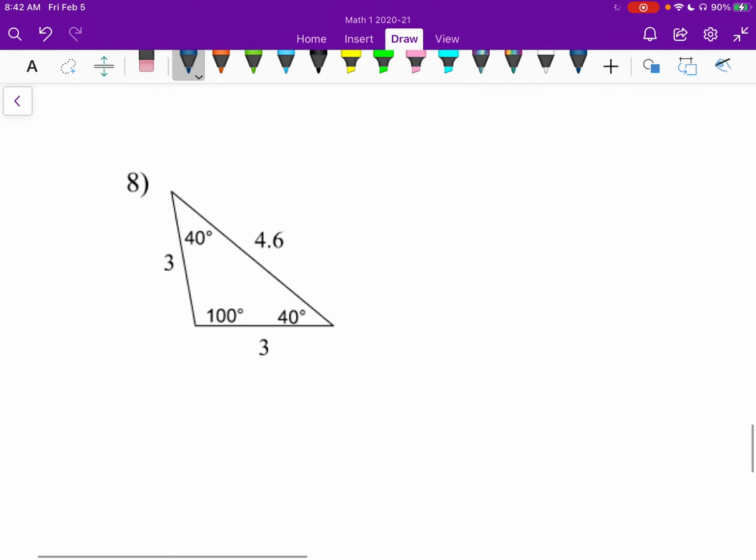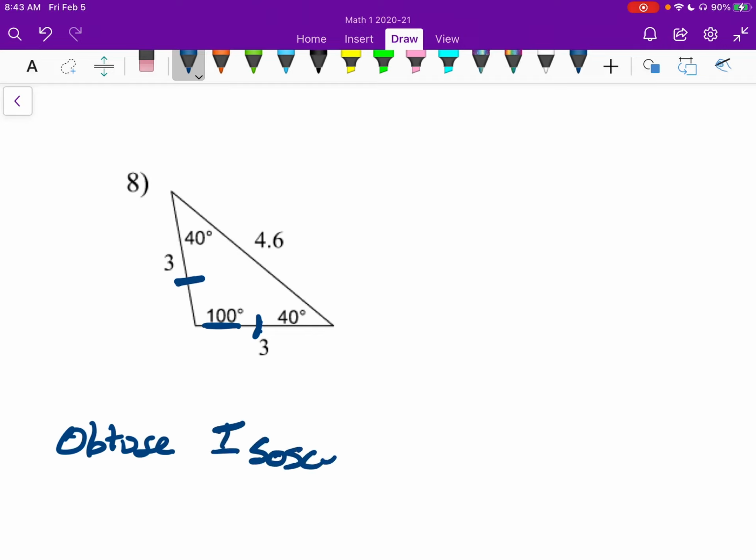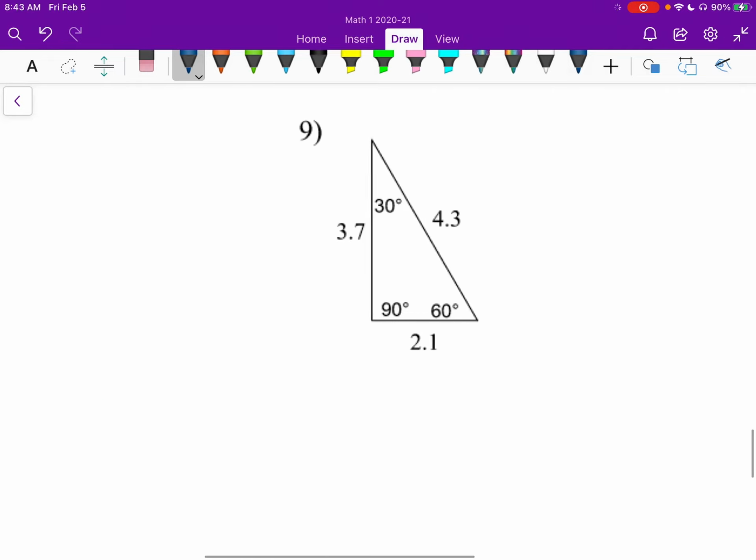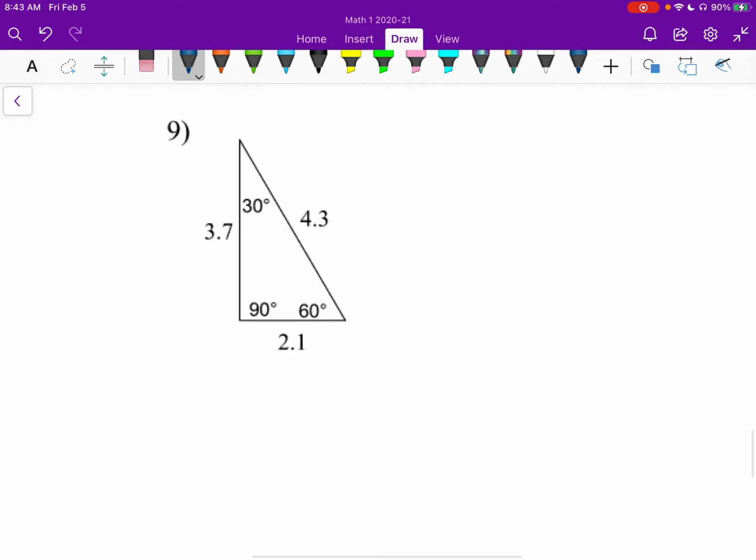All right, number 8. That 100 degrees makes it obtuse. And then this side and this side being congruent makes it isosceles. Number 9, we have a 90-degree angle, so this is going to be a right triangle. And then all three sides are different, so it will be scalene.